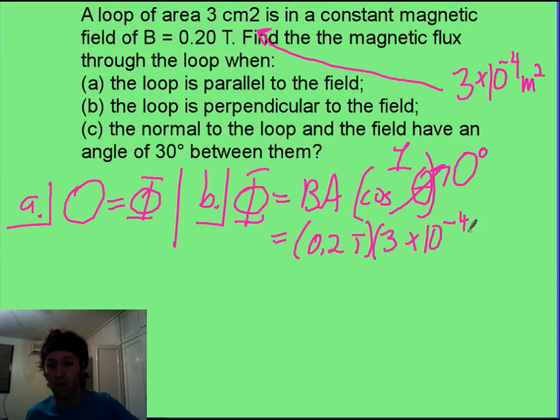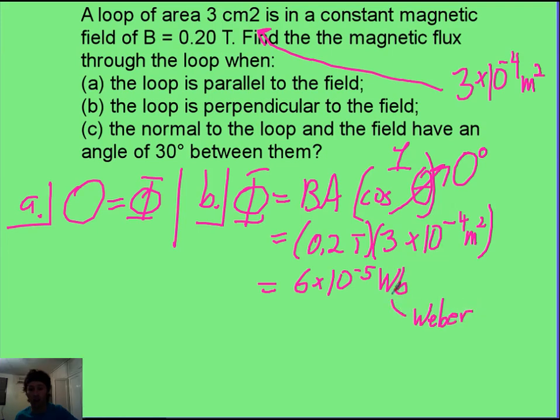And then we're going to end up with 6 times 10 to the negative 5th Wb. Now that is the strange flux unit of Webers. I don't know. They also make grills, tasty grills. But that's our unit of flux.